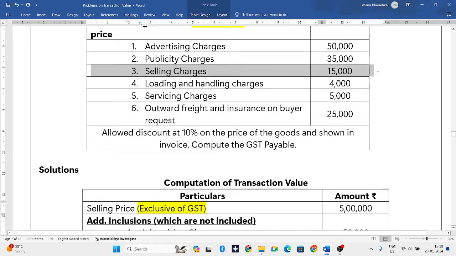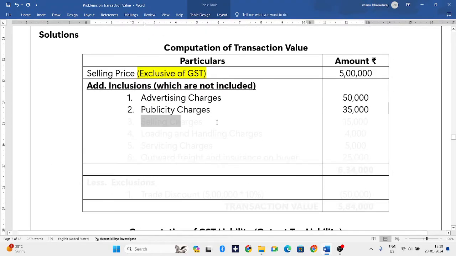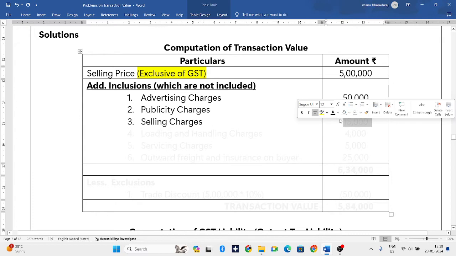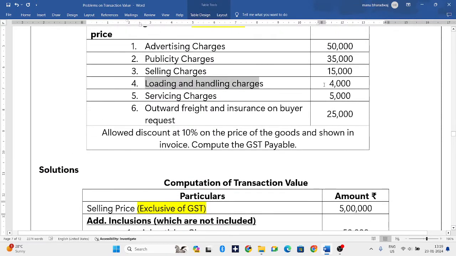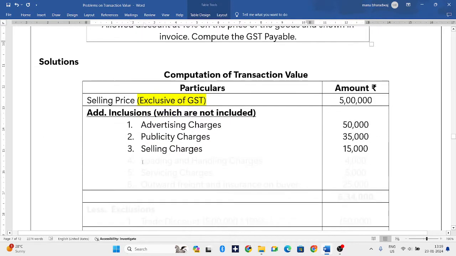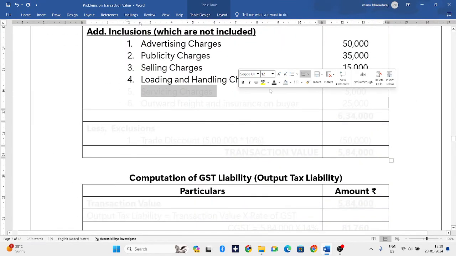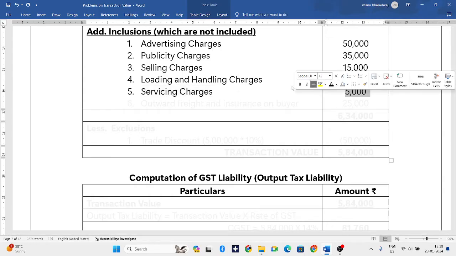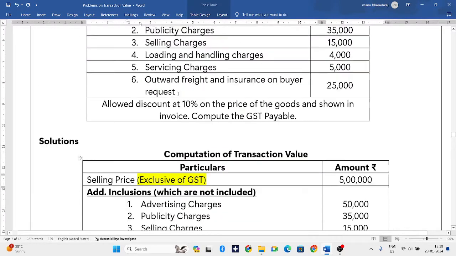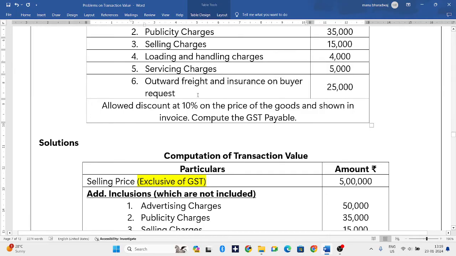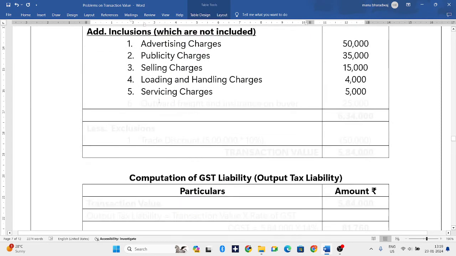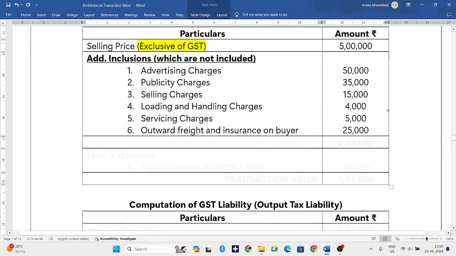Next, we have selling charges of 15,000 rupees. Next, we have loading and handling charges of 4,000 rupees. Next, we have servicing charges of 5,000 rupees. The last item we have is outward freight and insurance on buyer's request, that is 25,000 rupees.